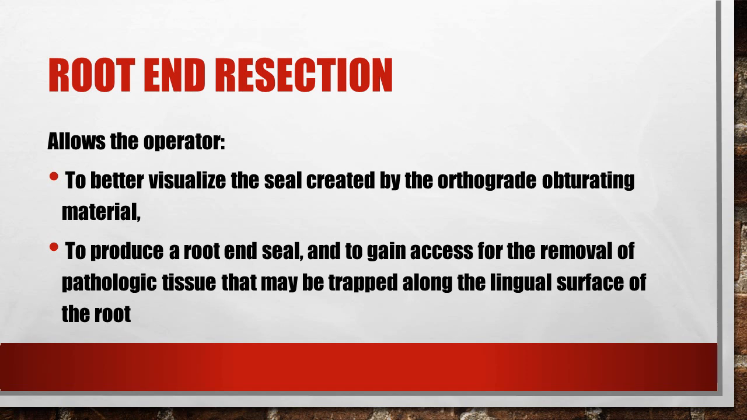We do it to better visualize the seal which is created by the orthograde obturating materials. So generally, when we are doing our surgical endodontics, we have to do our traditional root canal as well. So when you are resecting the root surface 3 mm from the tip of the root, you can actually see your gutta percha of the obturation, which is now going to be visible at the resected end of the root. So you will be able to see whether the gutta percha is firmly lodged or whether it is loose. If it is loose, you may have to do your root canal obturation again.